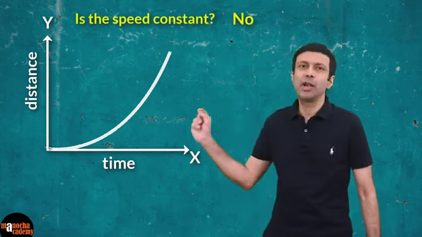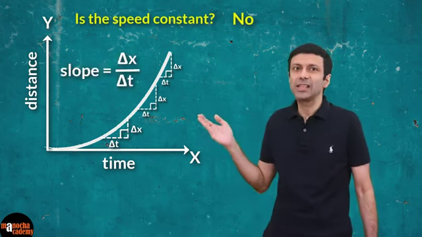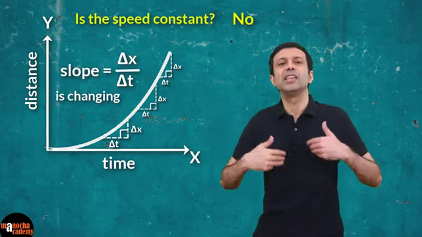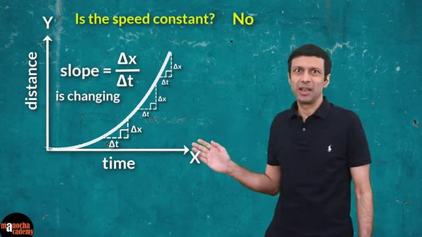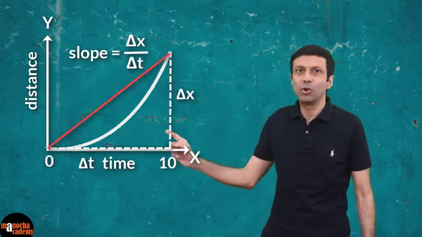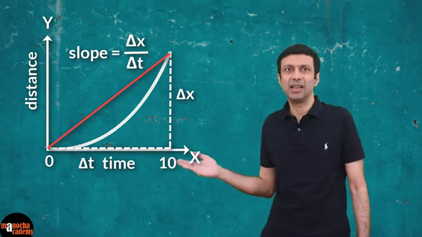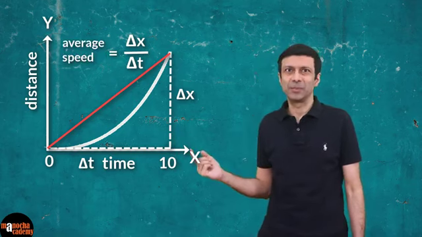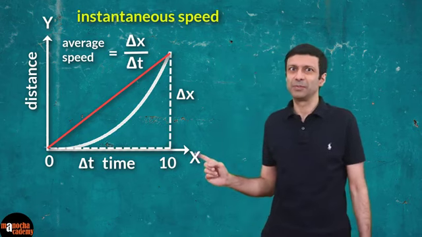Because if you consider different points on this graph and you calculate the slope, that is delta x by delta t, change in distance by change in time, you will see that you are getting different values. So clearly the speed of the body is not constant. Now if the time values are far apart, let's say you take time from 0 to 10 seconds and you calculate the speed using delta x by delta t, then basically you will get the average speed from 0 to 10 seconds. So how do we calculate the instantaneous speed from such a graph?